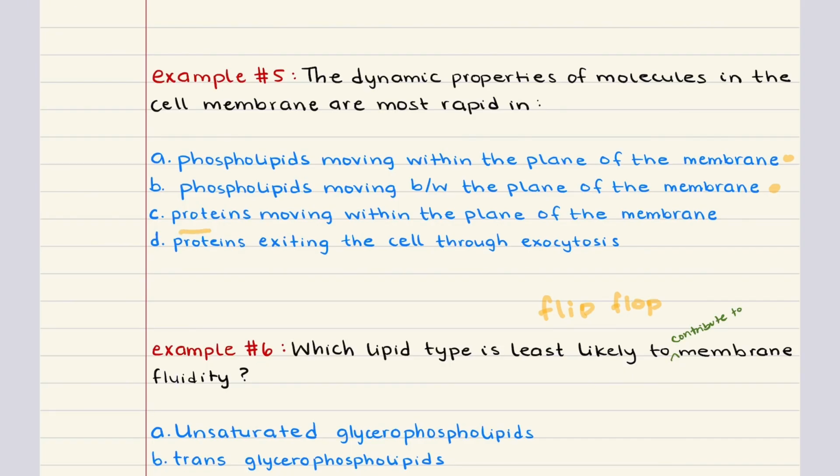Proteins can also move within the plane of the membrane, but they are much larger than phospholipids, and they're often anchored to the cytoskeleton or to the extracellular structures, which is going to limit their mobility. Finally, the option describing proteins exiting the cell through exocytosis. This is a separate process involving vesicle fusion with the plasma membrane. It's a bit unrelated to the question. So, since lateral movement of phospholipids within the same plane of the membrane is by far the fastest motion, we can confidently say that the correct answer to problem 5 is A.